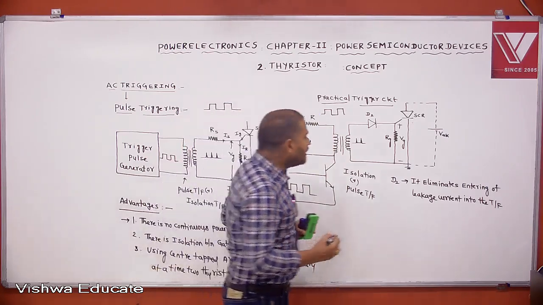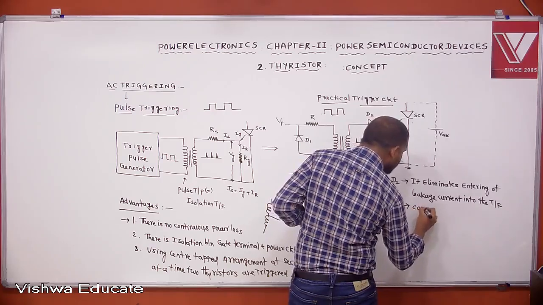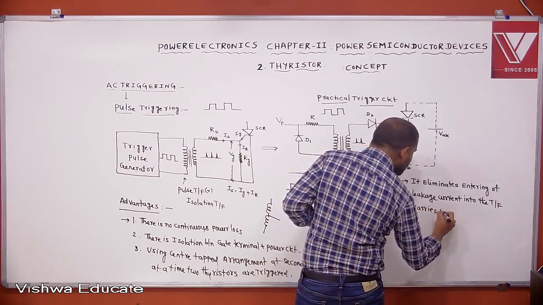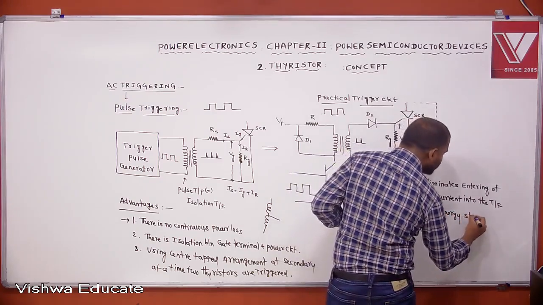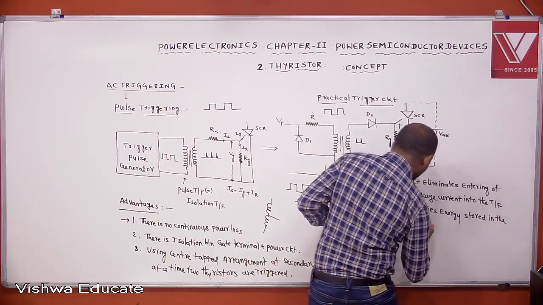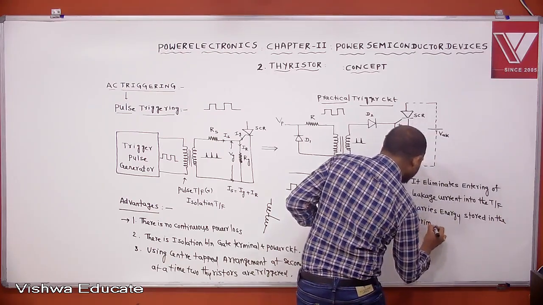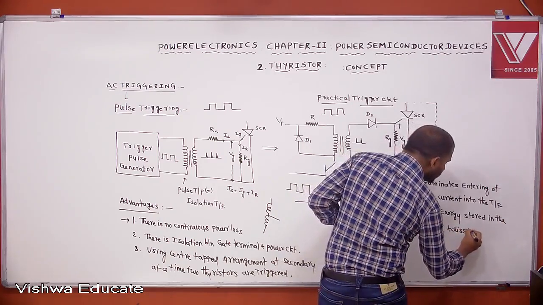Clear? The D1 diode carries the energy stored in the primary and dissipates it in resistance R.